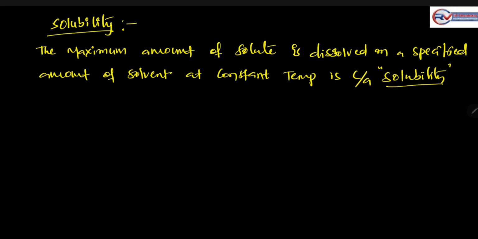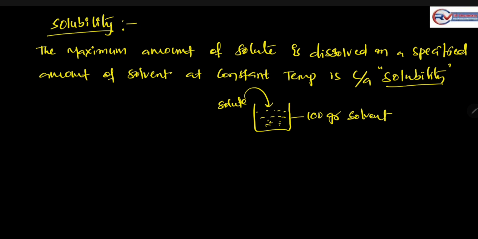The maximum amount of solute present in a particular amount of solvent. For example, 100 grams of solvent I am taking. So the amount of solute dissolved in a specified amount of solvent at constant temperature is called solubility. The solubility is affected by nature of solute and solvent as well as temperature and pressure.